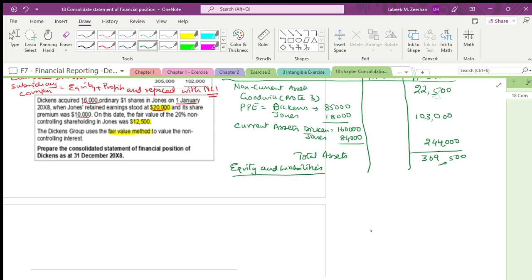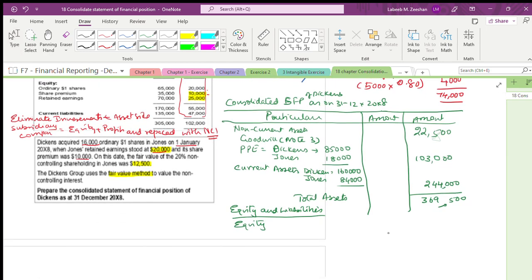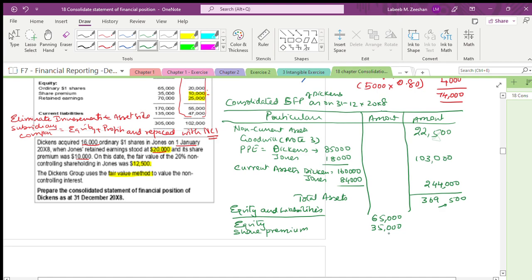Now, equity. How much is the equity? We'll take only the parent company. We'll never take into consideration the subsidiary company. Don't ever. Equity is 65,000, so only P. Share premium is also only P Limited. How much is the share premium? 35,000.